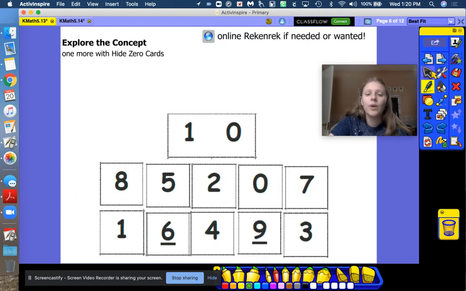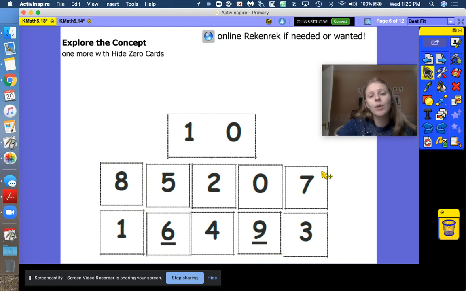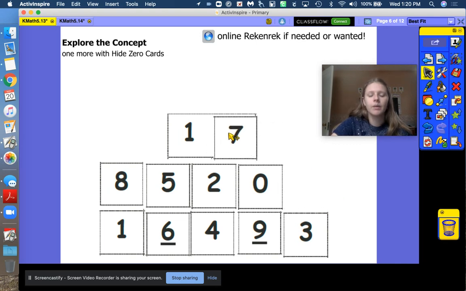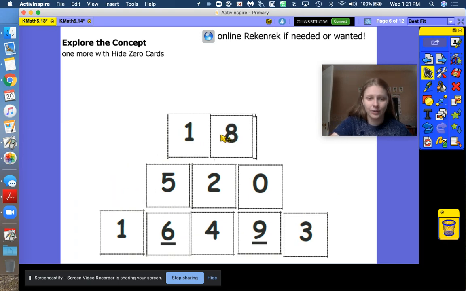All right, we are going to do our hide 0 cards, and I'm going to show you a number, and I want you to tell me what's one more. So counting up. All right, the number is 17. So say 17 and one more is 18. You got it. Good job.